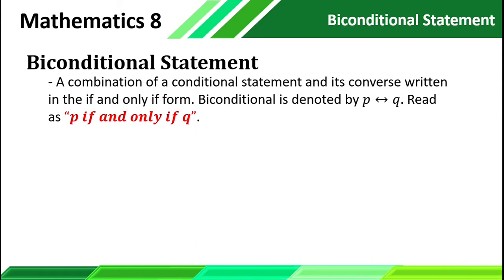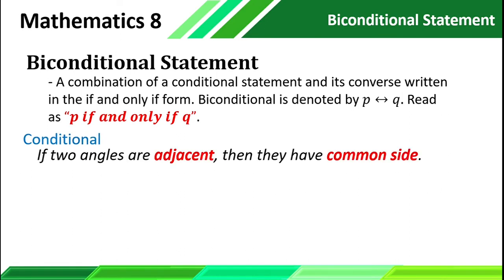When we say biconditional statement, it is a combination of a conditional statement and its converse written in the if and only if form. Biconditional statement is denoted by P implies Q and Q implies P, read as P if and only if Q. So here we have a conditional statement. If two angles are adjacent, then they have common side.